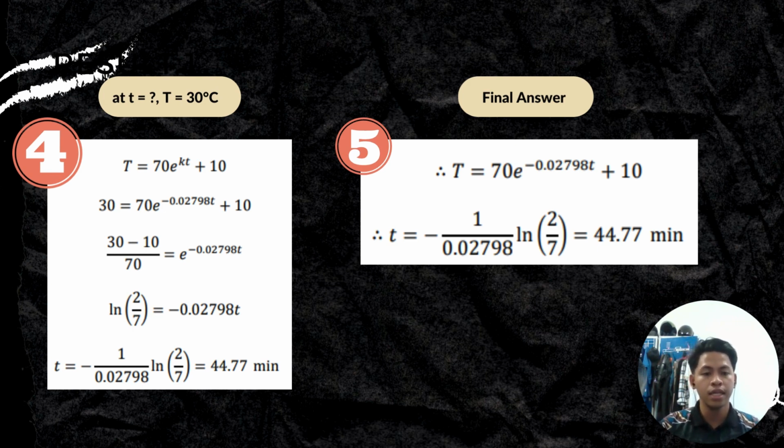So for the final answer, we get the equation T equals 70 e to the power of negative 0.02t plus 10, and insert the value of T, and we will get the final answer from negative 1 over 0.02 ln 2 over 7, and we will get 44.77 minutes. So it takes 44.77 minutes to reach 30 degrees Celsius.